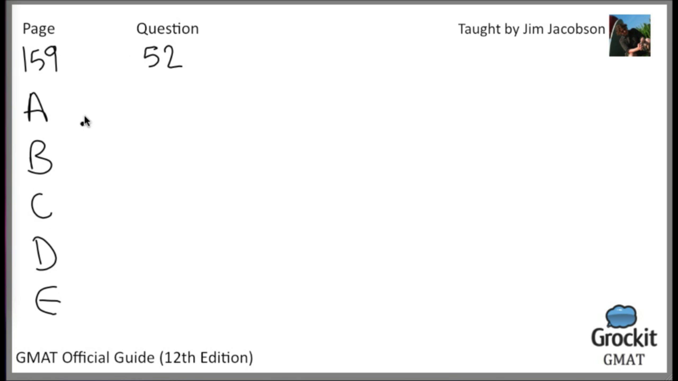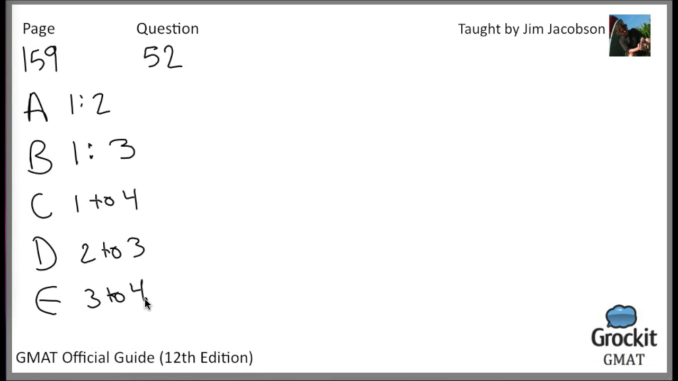There's some ratios here. I'm going to write them out in short form here. Come on, give me dots. There we go. 1 to 2. The pen does not want me to do little dots. 1 to 3, I'm going to write them out. 1 to 4, 2 to 3, and 3 to 4.